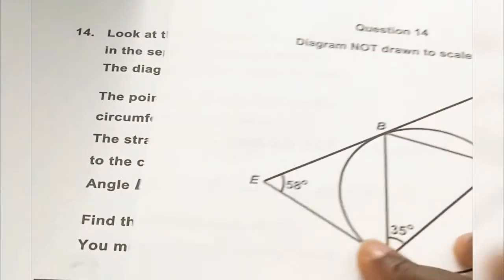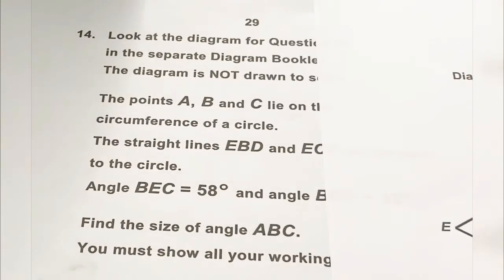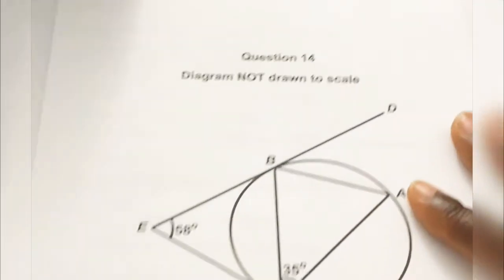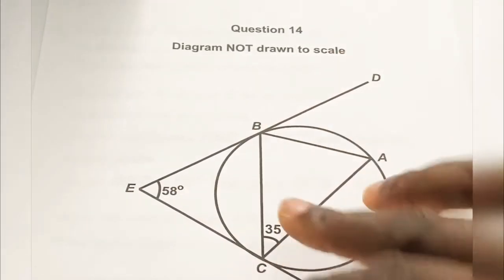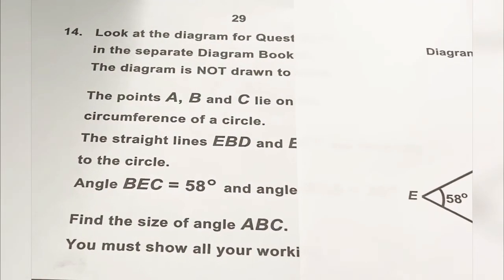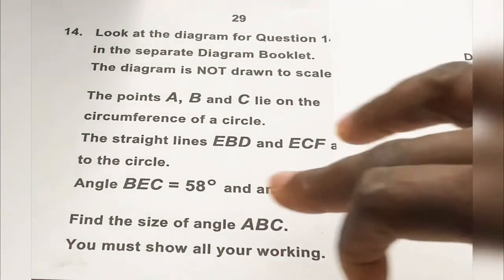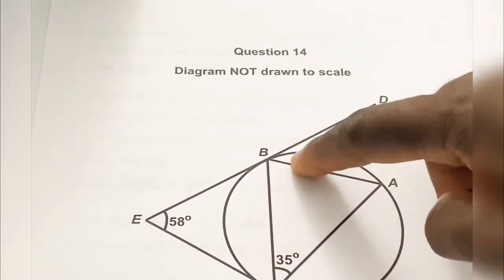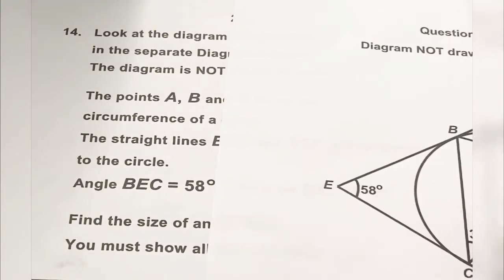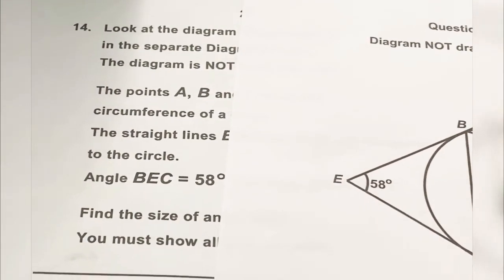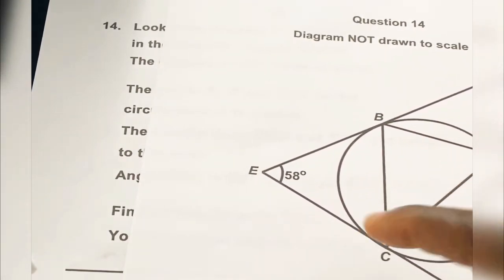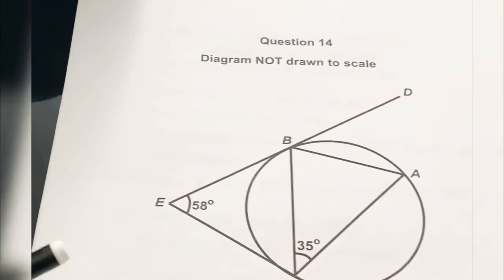Do you know what tangents are? The line that touches the circle at a point. Angle BEC equals 58 degrees and angle BCA equals 35. Those two angles are this one and that one. Find the size of angle ABC. So it's looking for this angle. Something tells me there might be something like an alternate segment there. But how do we get to that one? Because we need to find out what these other angles are. So let's make a start.